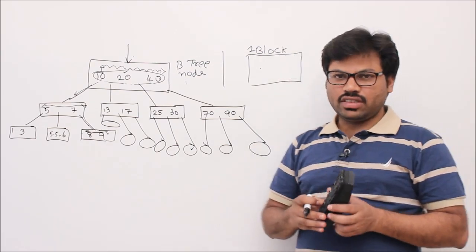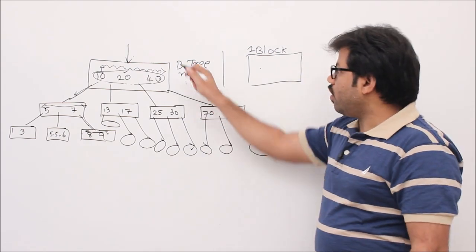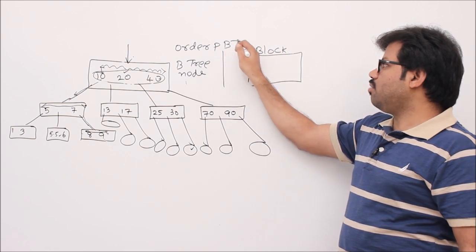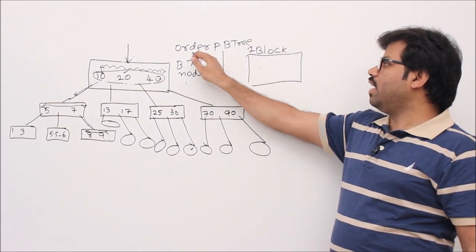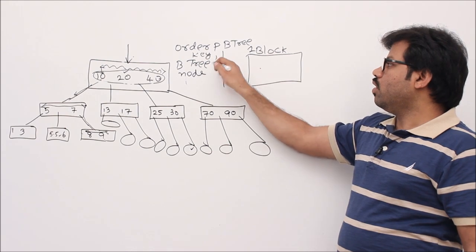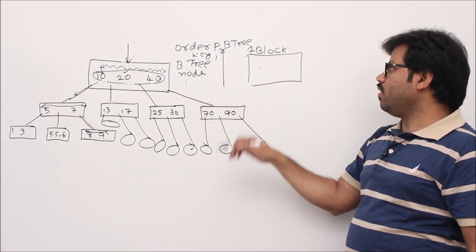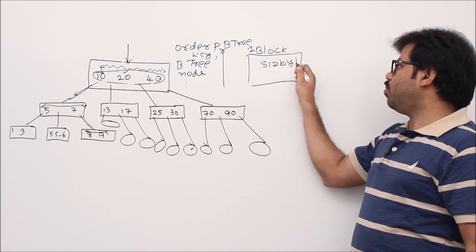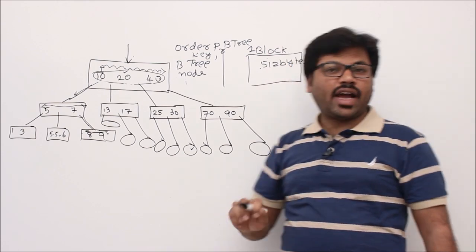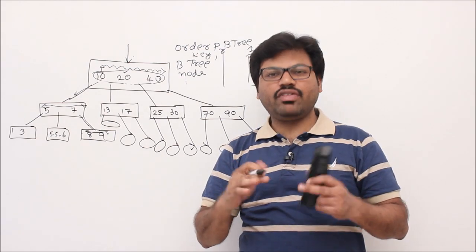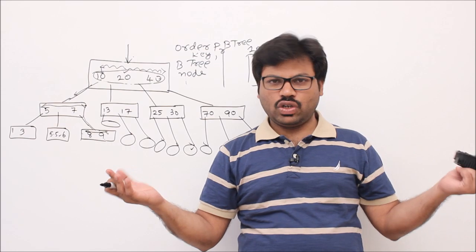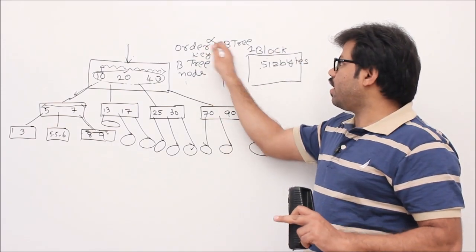Question number 1: given an order P B tree, with some key values and record sizes, everything, some information they give, and the block size will be given. They say that we have a 512 byte block. Then what is the maximum order B tree we can implement? Sir, maximum order B tree means infinite. No, you can't implement an infinite order B tree.